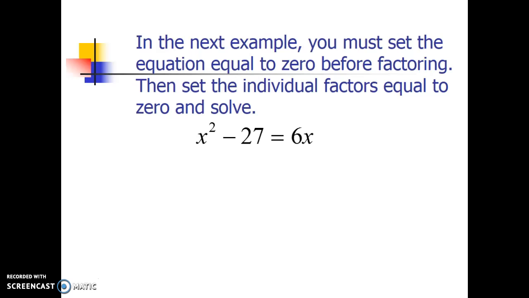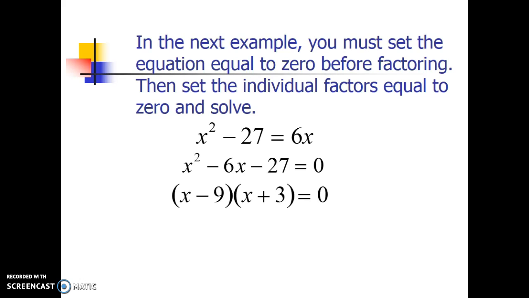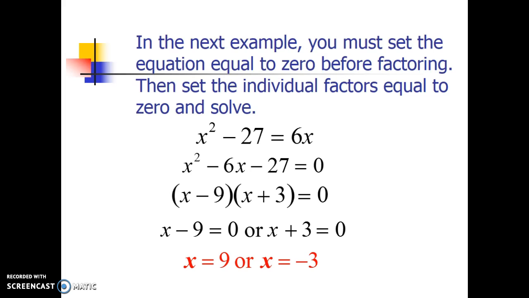So here we have x squared minus 27 equals 6x. We have to have the equation equal to 0 to solve. So we subtract our 6x over, and it is now equal to 0. So then we have to factor, so we have to find two numbers that multiply to negative 27 and add to negative 6, and it's x minus 9 and x plus 3 is how we factor this quadratic. So we set each term equal to 0 and solve, so x minus 9 or x plus 3 equals 0. Add 9 and subtract 3 and we get x is either 9 or negative 3.